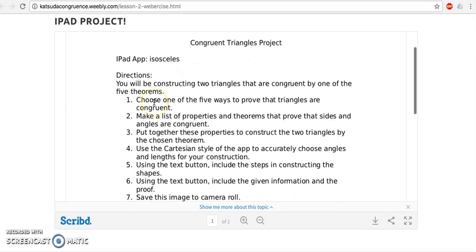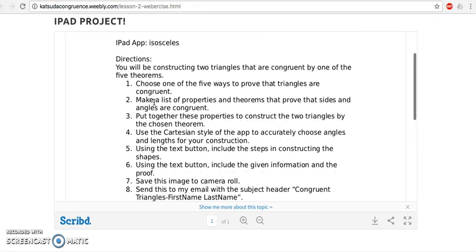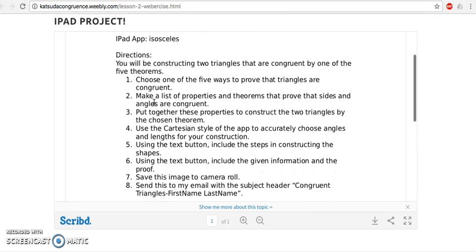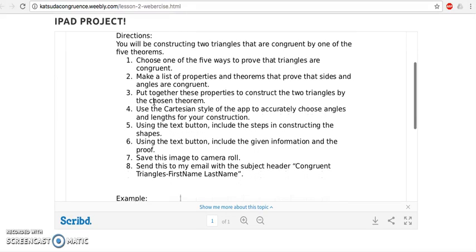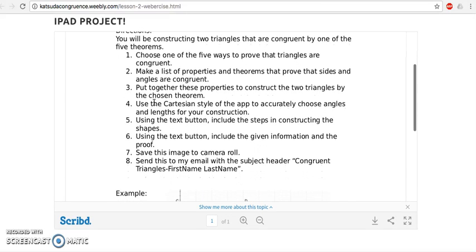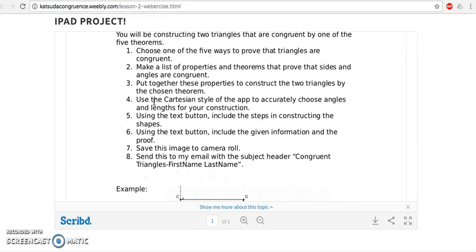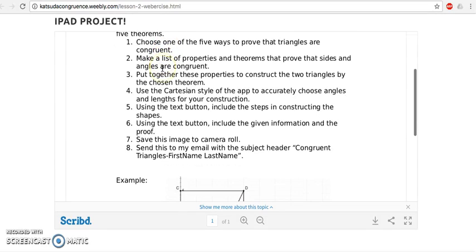The directions are they'll be constructing 2 triangles that are congruent by one of the 5 theorems. So first, they have to choose one of the 5 to prove that triangles are congruent. Then in their head or on a piece of paper, just like a scratch piece of paper, they need to make a list of properties and theorems that will prove that sides and angles are congruent, and this will really give them a lot of help into how to prove that 2 triangles are congruent out of the one way that they have chosen.